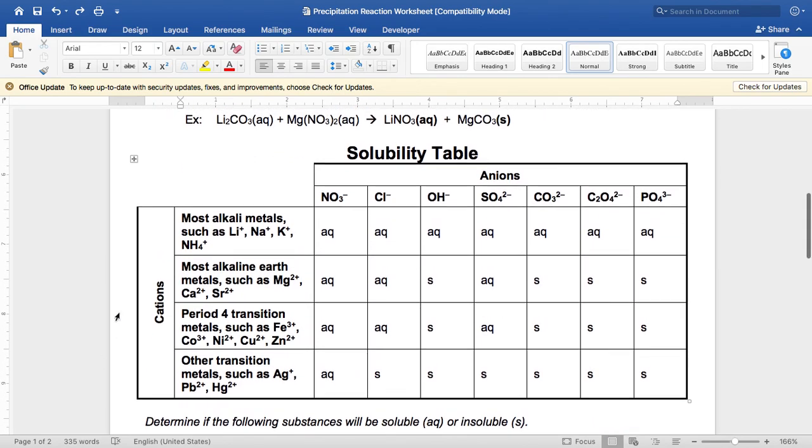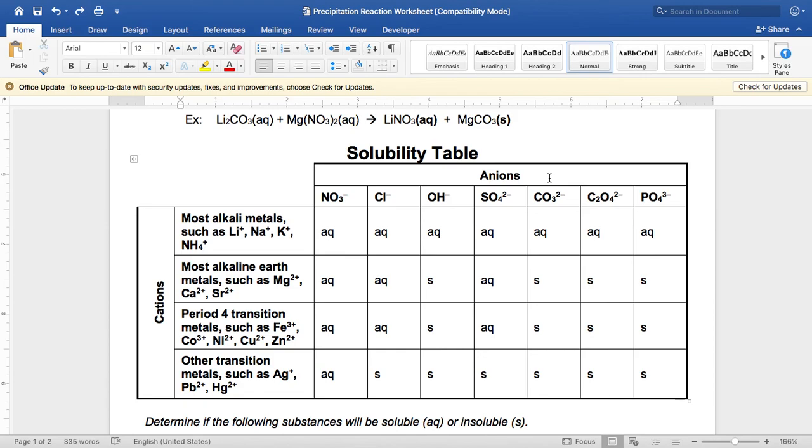On the left-hand side, we have a list of different types of cations. So remember, our cations are our positive ions. We have some alkali metals in group 1 that have a positive 1 charge. We have most alkaline earth metals, which have a positive 2 charge because they are in group 2. We have some transition metals, like copper and zinc and iron here. And then we have some other transition metals like silver and lead.